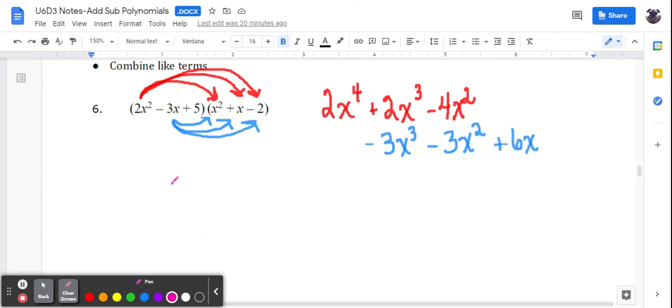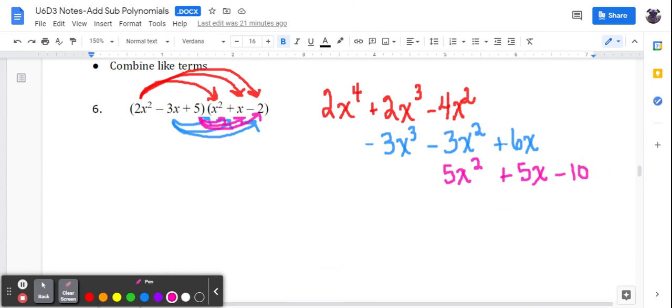Now we're going to do the same with the 5. So 5 times x squared, 5 times x, and 5 times negative 2. 5 times x squared is 5x squared, and I'm going to go ahead and line that up underneath our x squareds. 5 times x is 5x, and 5 times negative 2 is negative 10.